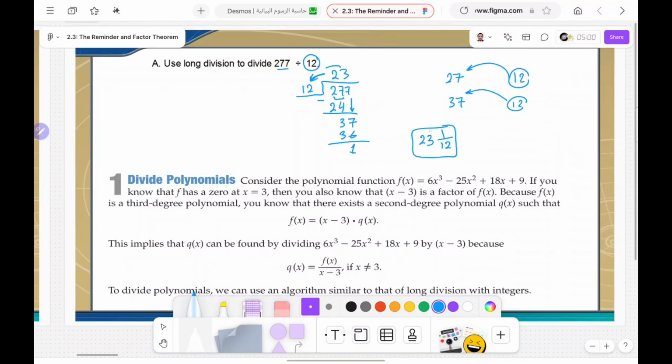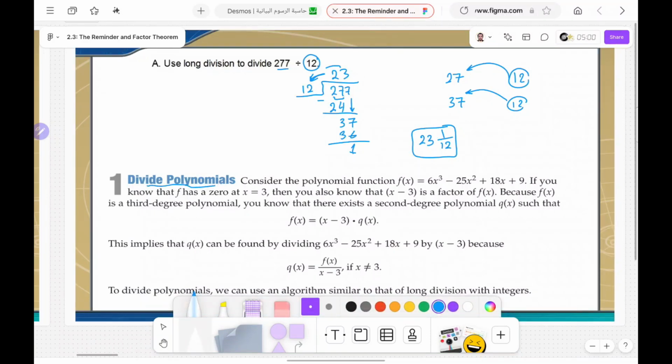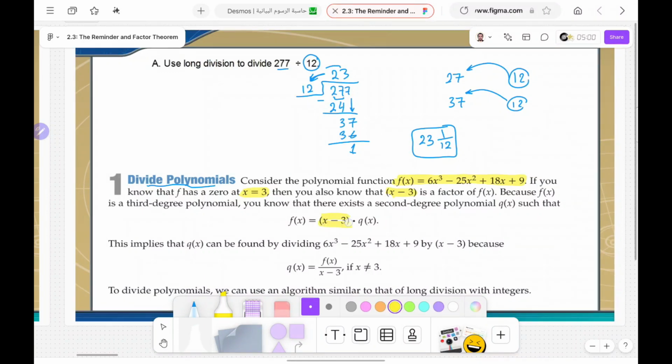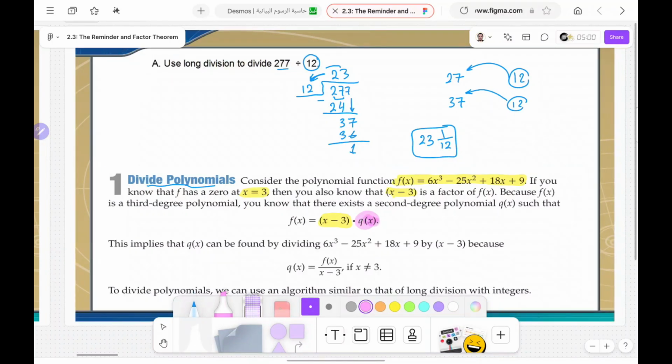So this is how I can write the answer using long division, which we learned in grade 5. Now, we do the same steps. Do you see the steps that we did here? We are going to do it with dividing polynomials. So to divide, as you can see here, we have a polynomial, f of x equals something, and we need to see the factor. So let's say you need to divide all of that by x minus 3. And the answer that I will get will be x minus 3, which is the factor, multiplied with q of x, which is the quotient after I divide them. I hope you understand that.